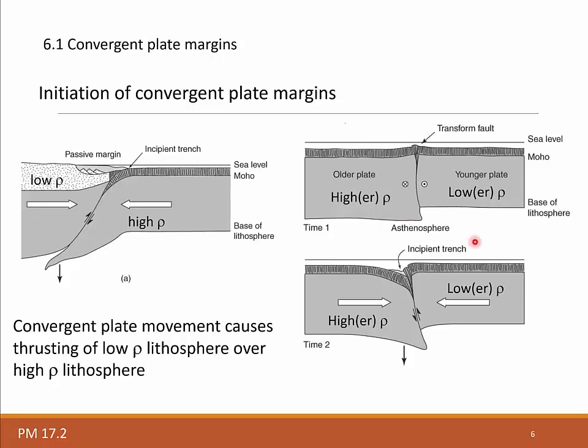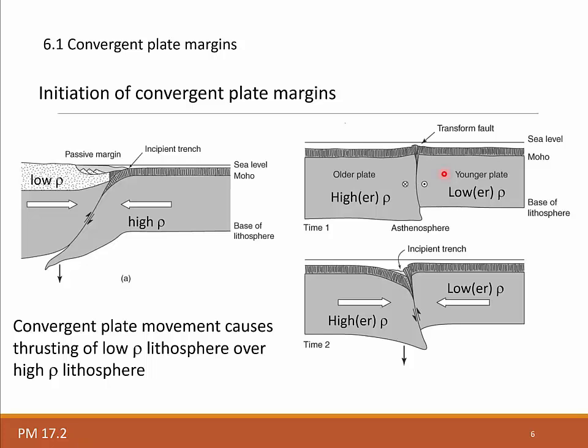In intraoceanic settings, transform faults can form important structures along which subduction is initiated. We know that transform faults are plate margins. They can be of substantial length, up to thousands of kilometers. And across transform faults, we find an older plate bordering a younger oceanic plate.